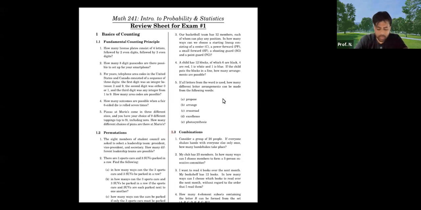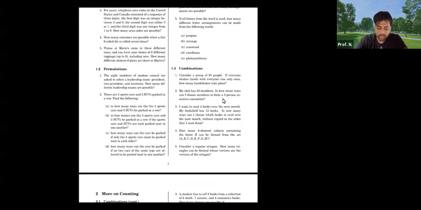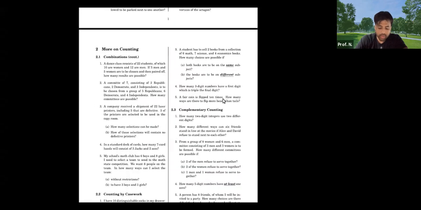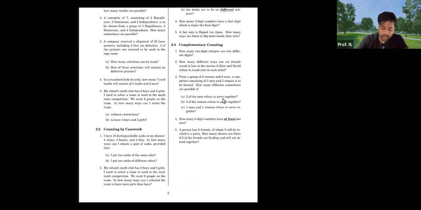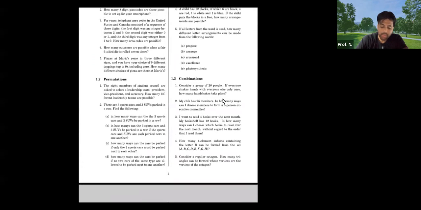And then I give you an extensive amount of problems for each technique, and then more on counting. So there's more combinations. And this is when you go beyond just finding the combination, you have most likely to find a combination of one thing times a combination of another thing. So this is this section here. And then counting by casework. We have to consider the different cases and complementary counting. So these are the problems that I have for you for today.